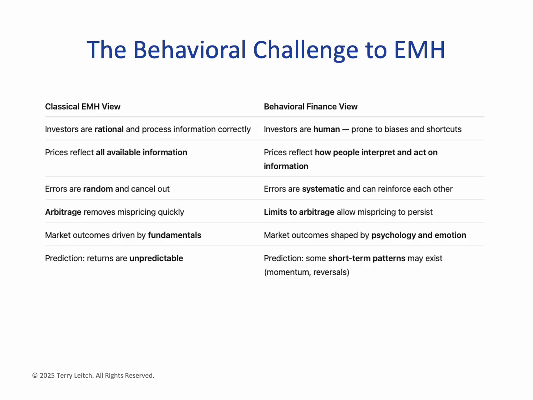So I'll give you a nice little table to compare these two. But the key differences are that the EMH is assuming everyone's rational, and behavioral says you're prone to biases. Here, returns are unpredictable. Here, some short-term patterns may exist. And we'll get into momentum and reversals, which get into technical analysis.